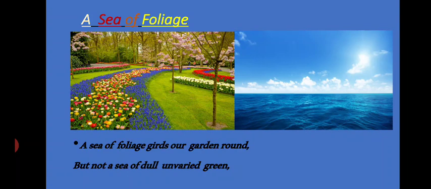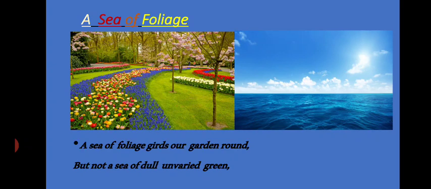The poem describes the beauty of her garden. How can you say that she is talking about her garden? Because on the first line she says our garden. Our garden means the garden belongs to the poet. So she is talking about her family garden. The poet uses the word sea because she compares her garden with sea. How is the sea? The sea is very vast and it is beautiful too.